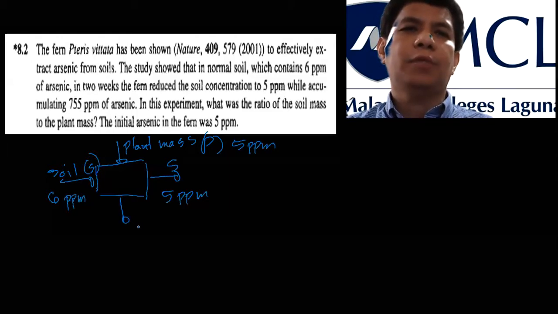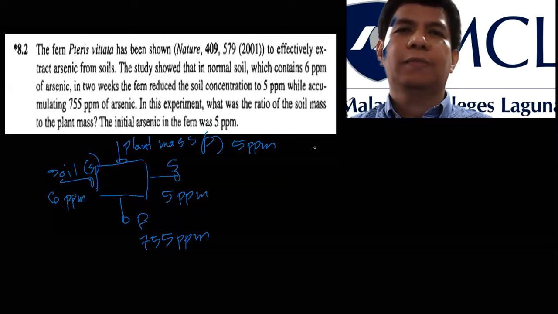Tapos, after the process, after 2 weeks, it increases the concentration of the fern or the plant to 755 ppm. So basically, we're just going to perform an arsenic balance, and then you just try to find the ratio of plant mass with respect to soil, or P over S. So let's perform an arsenic balance.